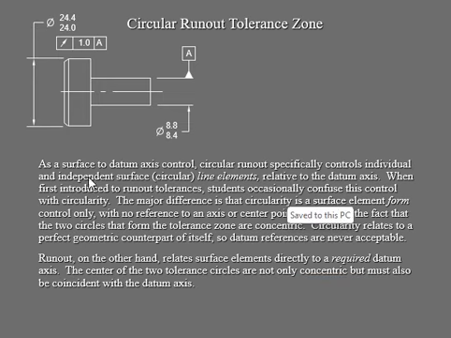Okay, so your circular runout is going to control, of course, your independent circular surface, because you're dealing with this cylinder. So when you take a look at it from this side, these are circles sharing the same coaxis right there. So your circular runout, in this example, your circularity is going to relate to a geometric counterpart. That means your datum feature, okay, because your runout is going to relate the surface element directly to a required datum axis. So it's just this one right there.